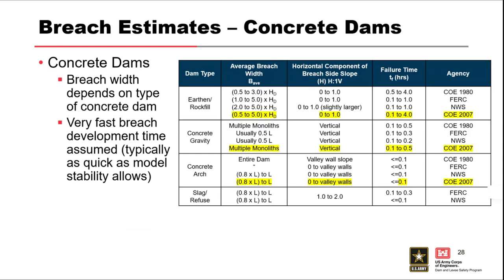Whereas concrete gravity dams that were built in sections with joints have separate monoliths. So if one monolith slides or tilts, you'd have a different breach than if the whole thing did. With a concrete gravity dam, we're talking about how many monoliths would slip, and we have some mostly guidelines there.